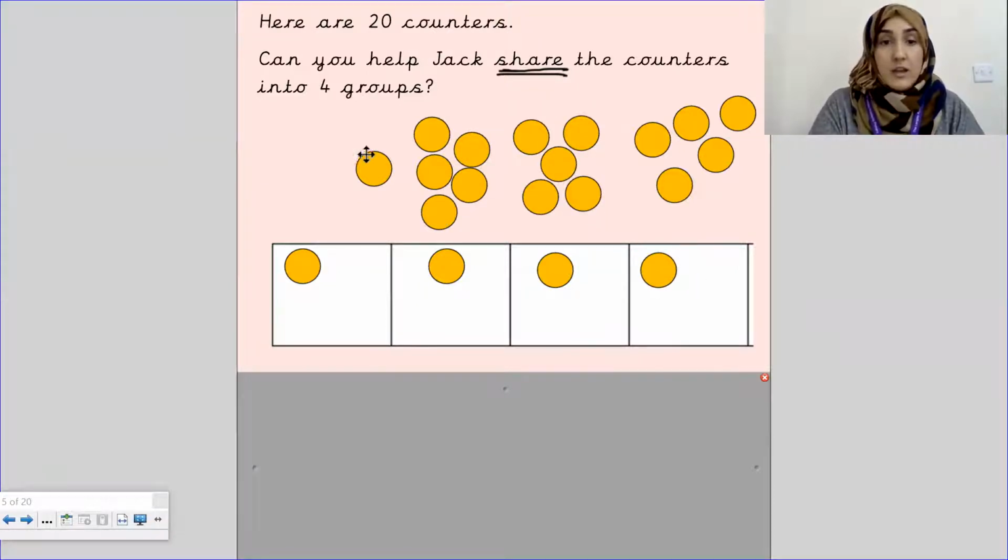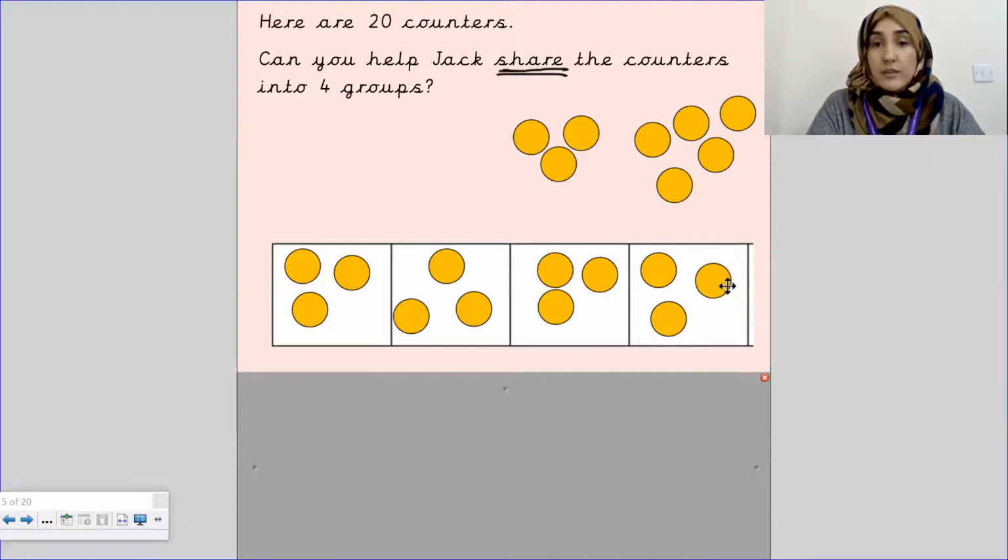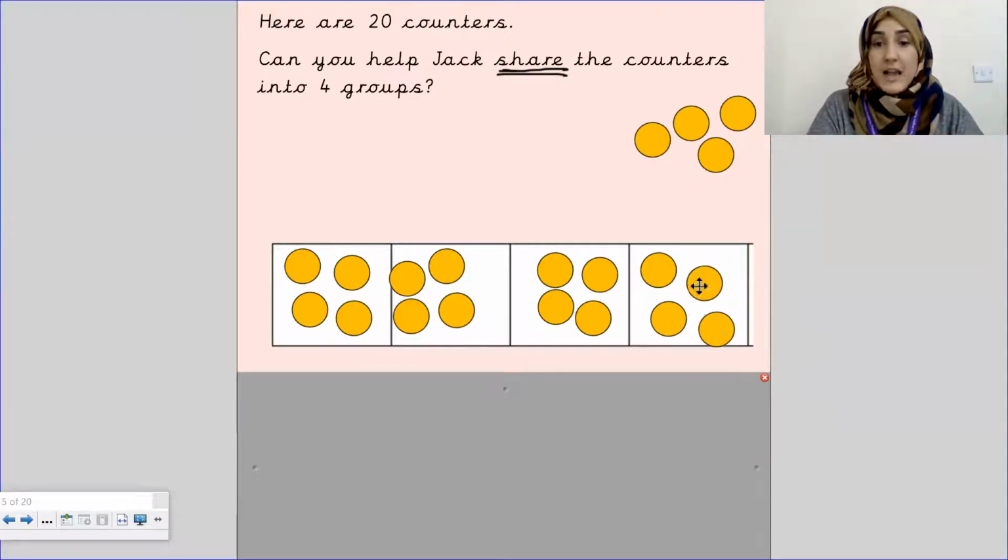1 for you, and 1 for you, and 1 for you, and oh, hang on a minute. There's 1 extra in here, so everybody needs to have 3. 1 for you, 1 for you. Right, each one has 3 now. Let's keep going. 1 for you, 1 for you. Let's move them up. Okay, now everybody has 4 each, but I still have a few counters left.